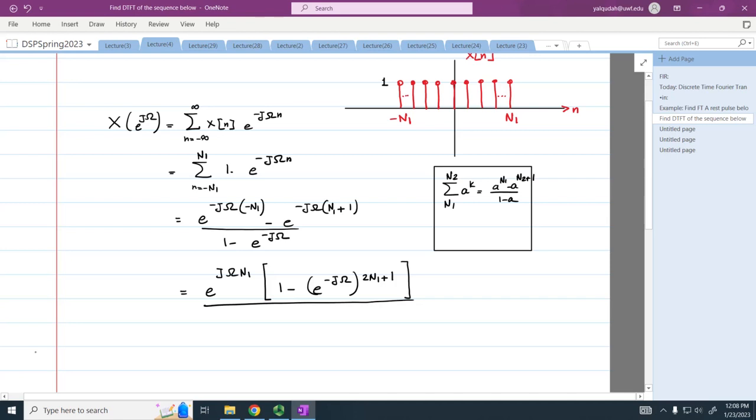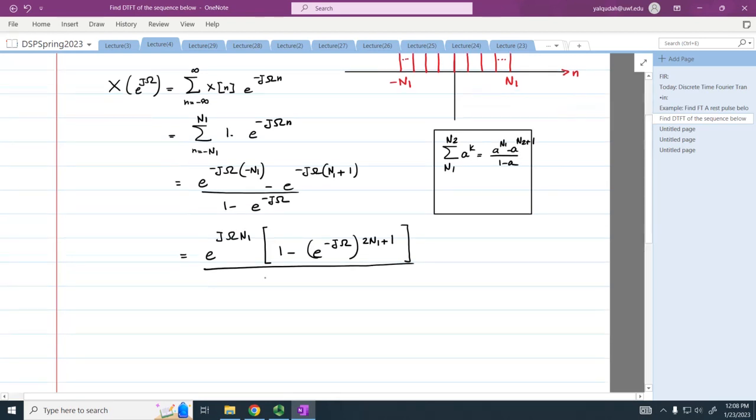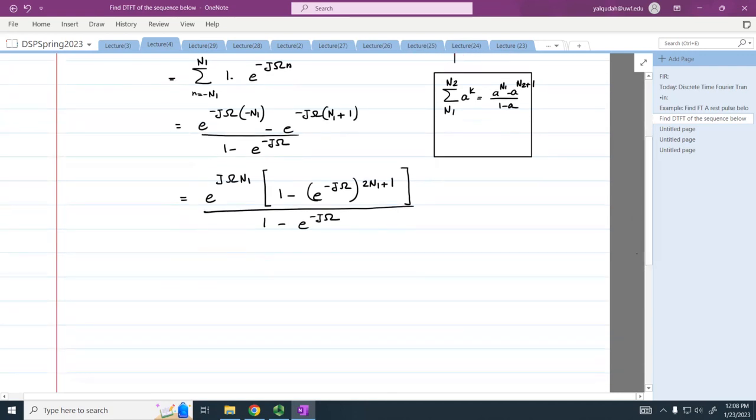Agree? If we multiply j omega with negative 2j omega, I'm going to end up with negative j omega. Where did the denominator go? I'm going to write it. The denominator is still 1 minus e to negative j omega. Then what I'm going to do is write e to j omega n1.